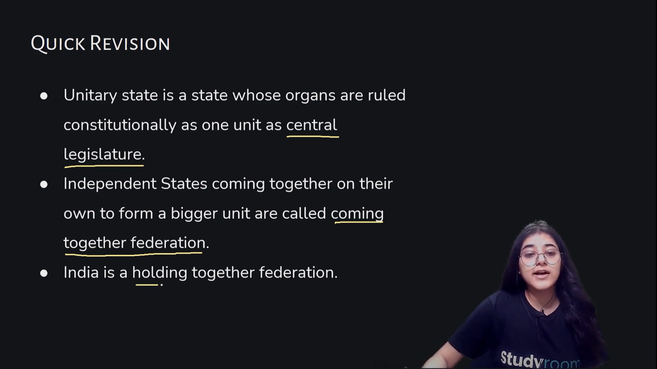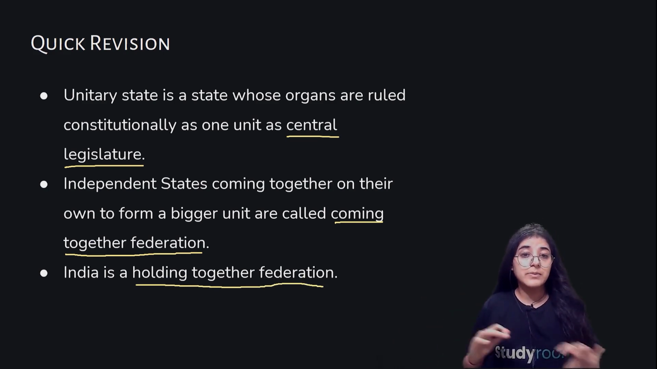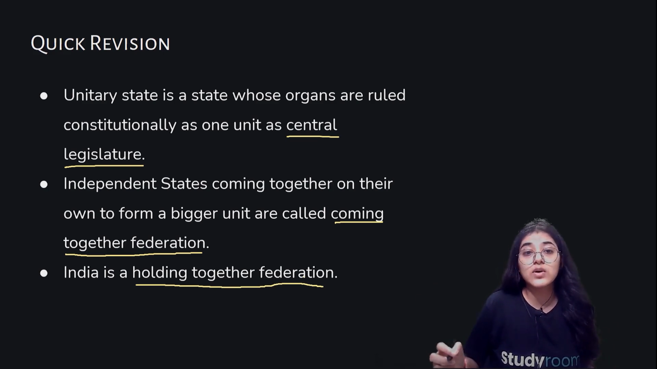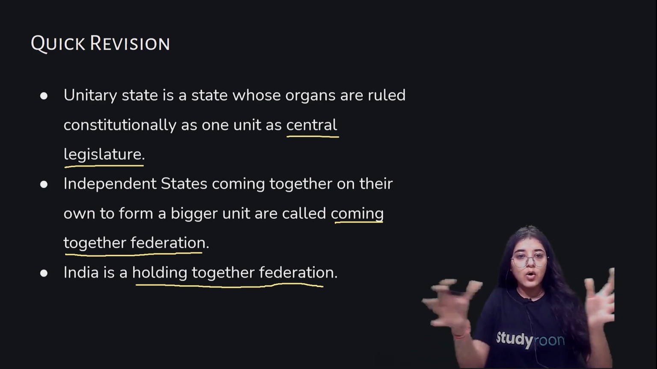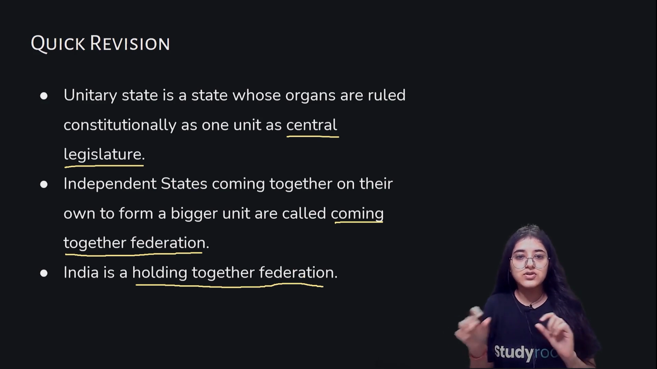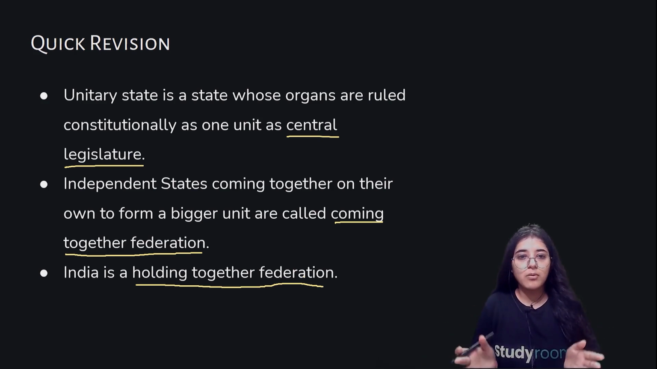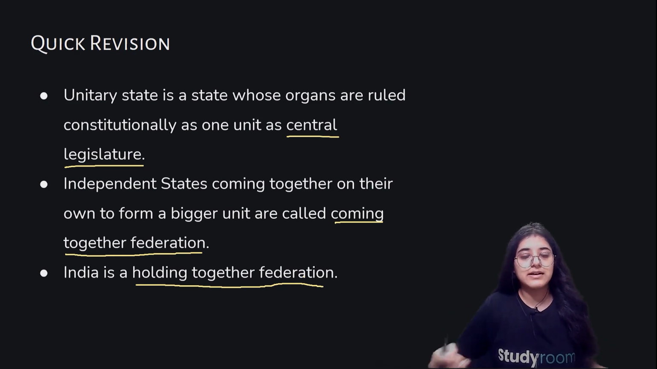And India is a holding together federation example, where a bigger state divides its powers among its different states. So India is an example of a holding together federation, in which a whole bigger state divides the power into small constituent units or small states, and that's how they hold together. That's why it is known as a holding together federation.